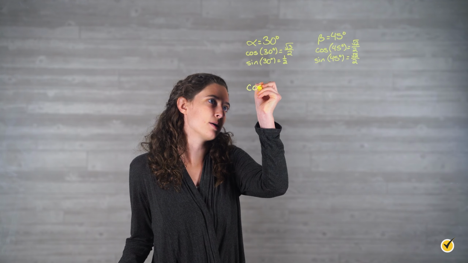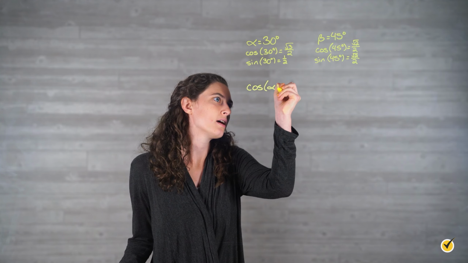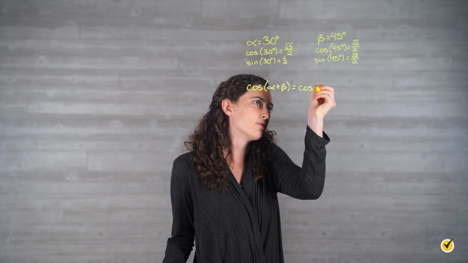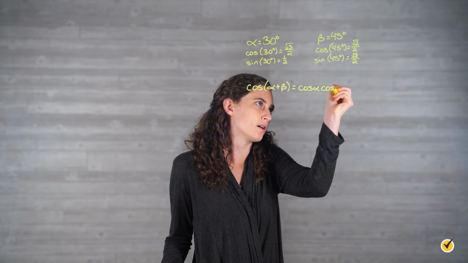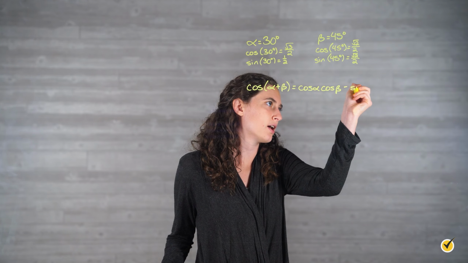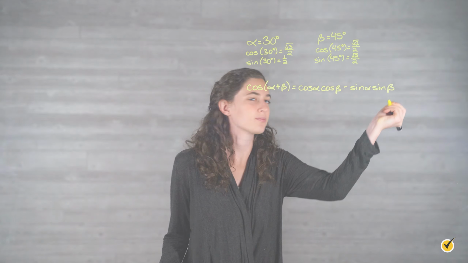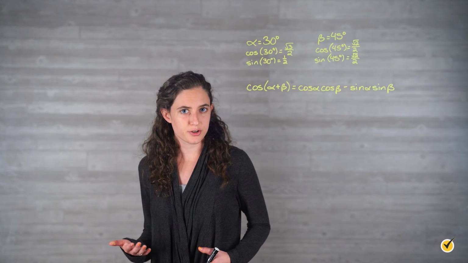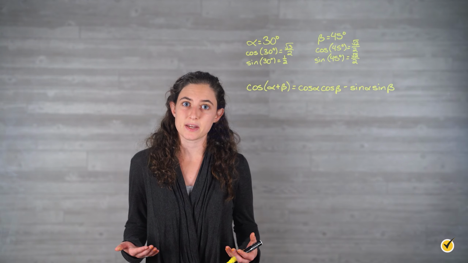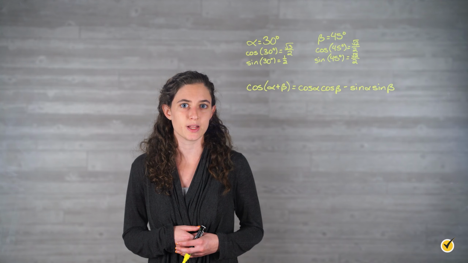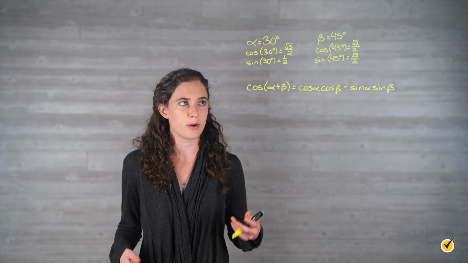So our cosine sum identity says that the cosine of alpha plus beta is equal to the cosine of alpha times the cosine of beta minus the sine of alpha times the sine of beta. Then we'll substitute 30 degrees for alpha, 45 degrees for beta, and then substitute all of our sine and cosine values into the right side of the formula, just like we did with the last problem.